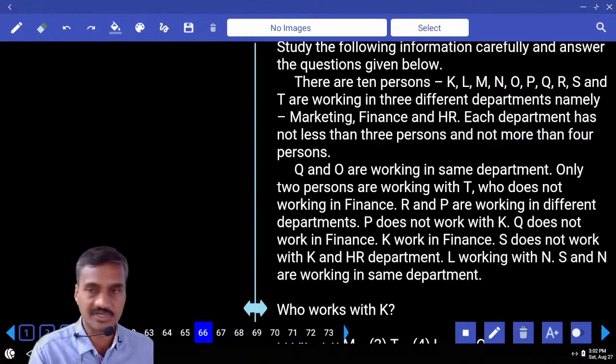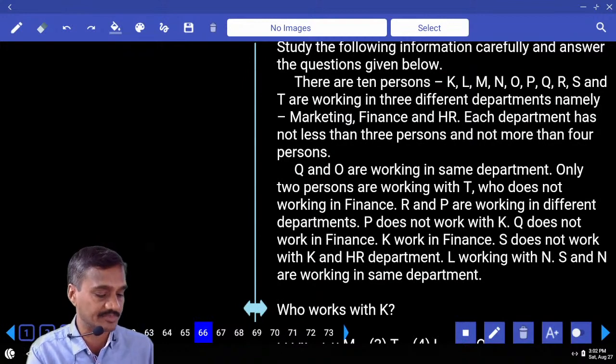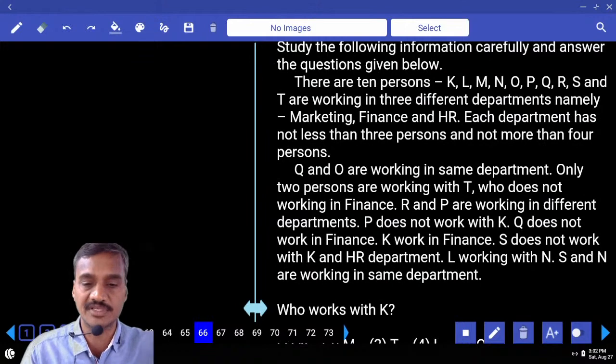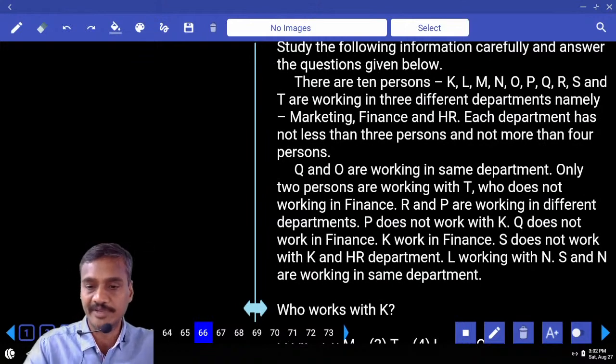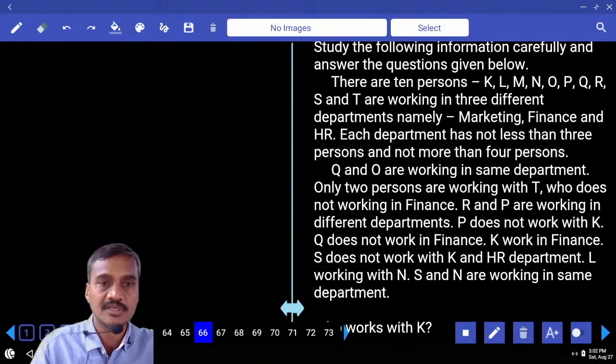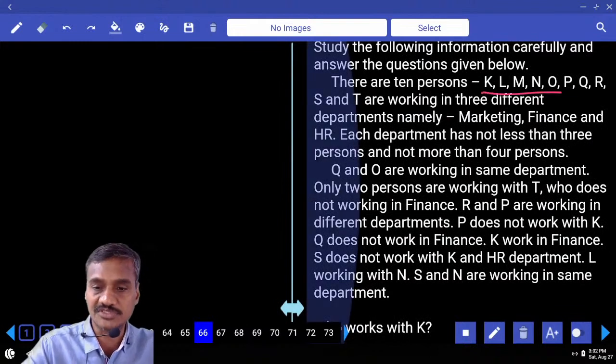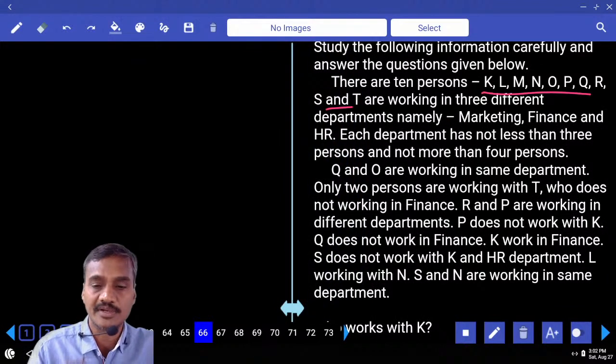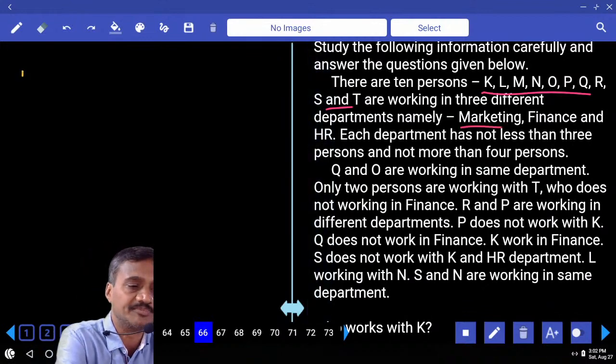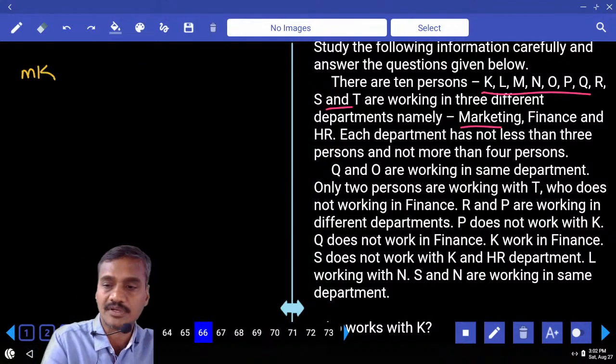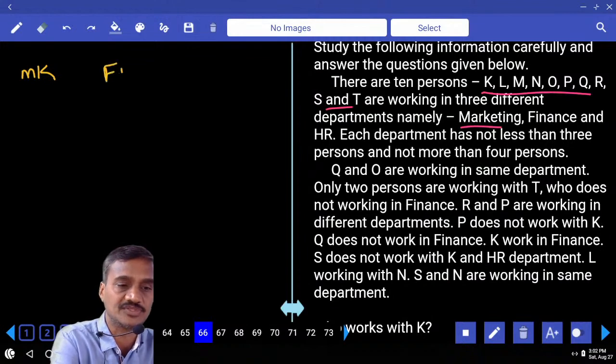Now it is based on common parameter. Whenever this is based on common parameter, then we need to divide this one according to the parameters given. Now tell me what are the parameters we have? The departments are the common parameter, and there are some 10 persons. 10 persons are working in 3 different departments, and the departments are marketing, finance and HR.